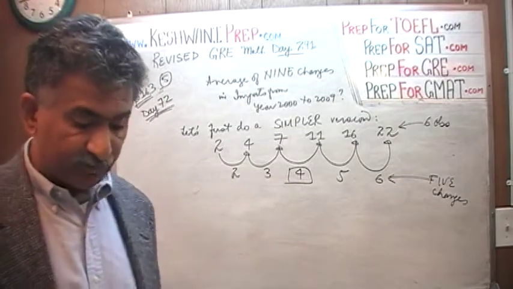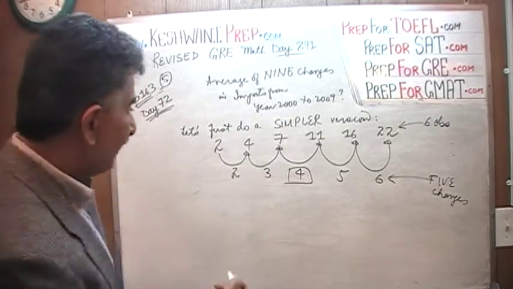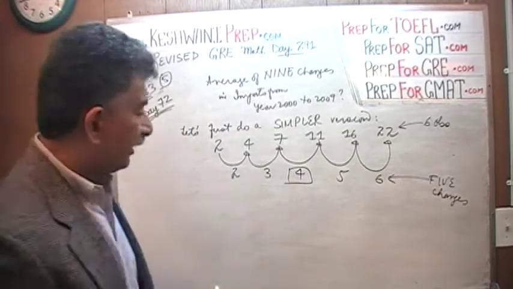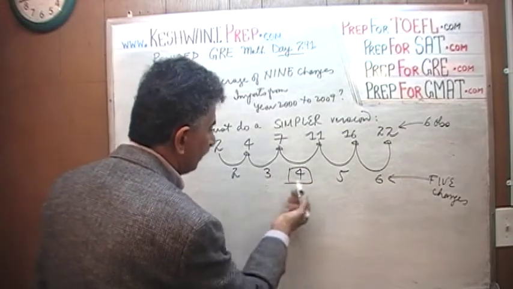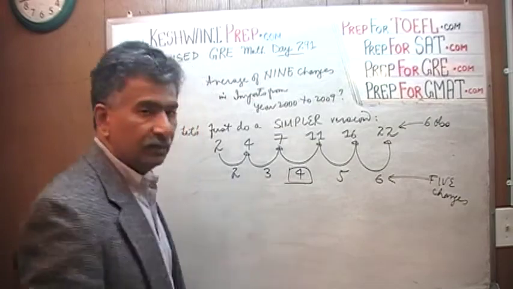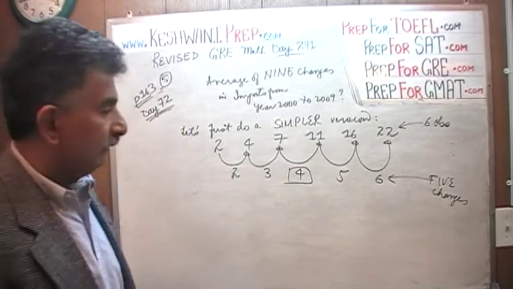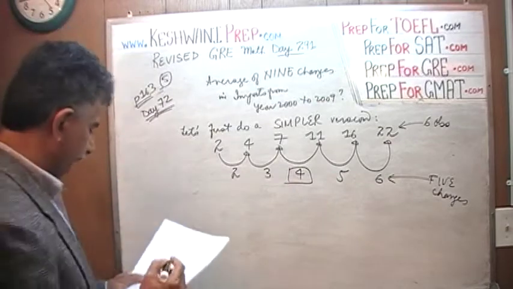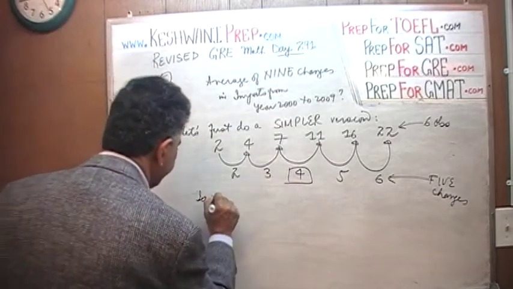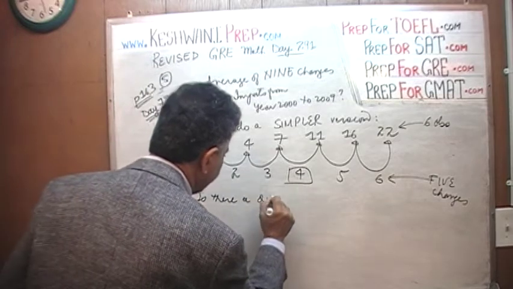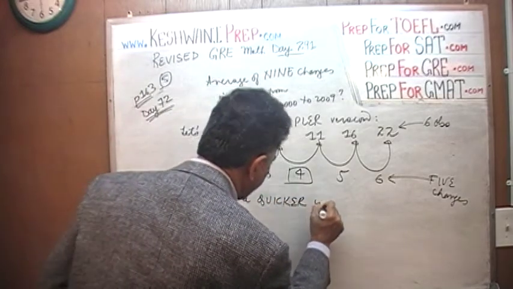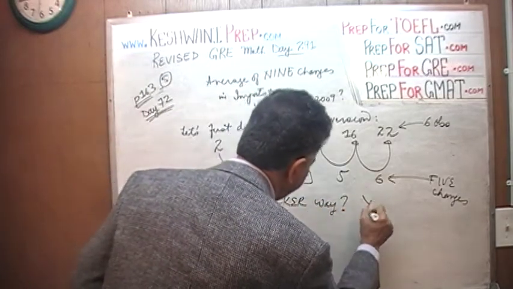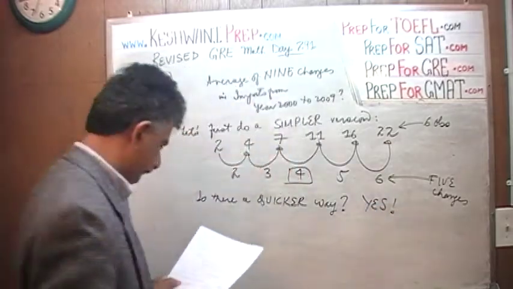The question is, is there a quicker way? Do we really have to do it manually to figure out each individual change for each of the pairs of 2 consecutive years, and then figure out the average of these changes? Is there a quicker way? The answer is yes.